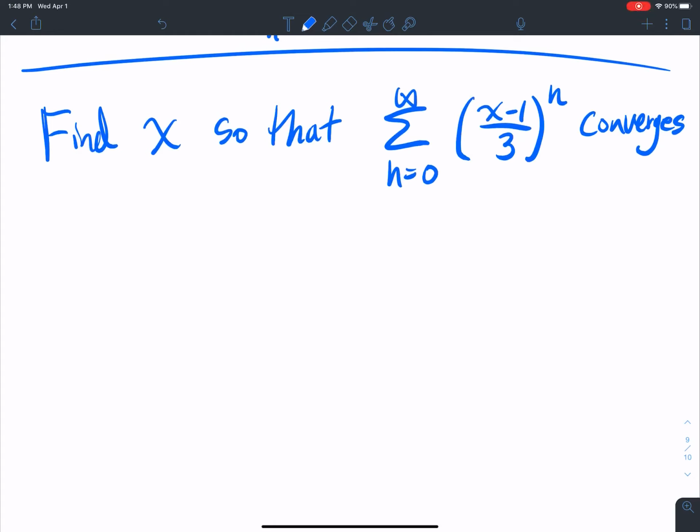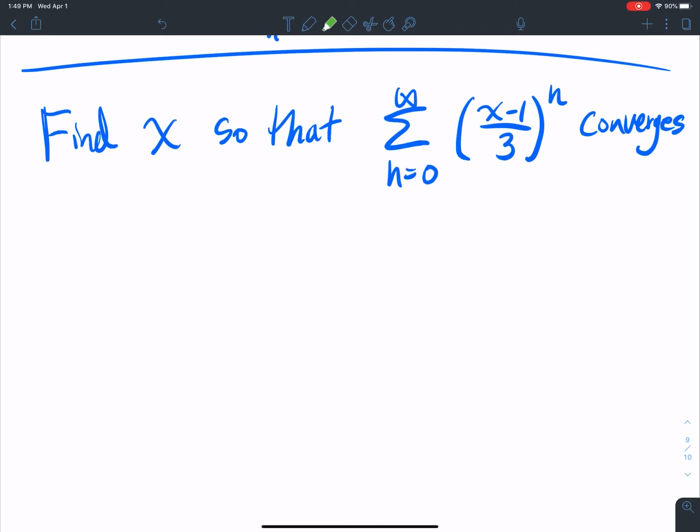Okay, so here what we want to do is look at this geometric series. How do I know it's geometric? I have something raised to the n power from 0 to infinity. That's the telltale sign of a geometric series. I have something in parentheses raised to some n power.